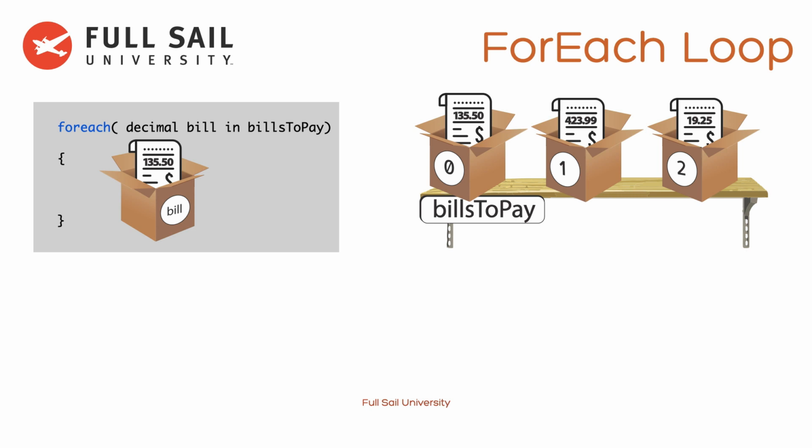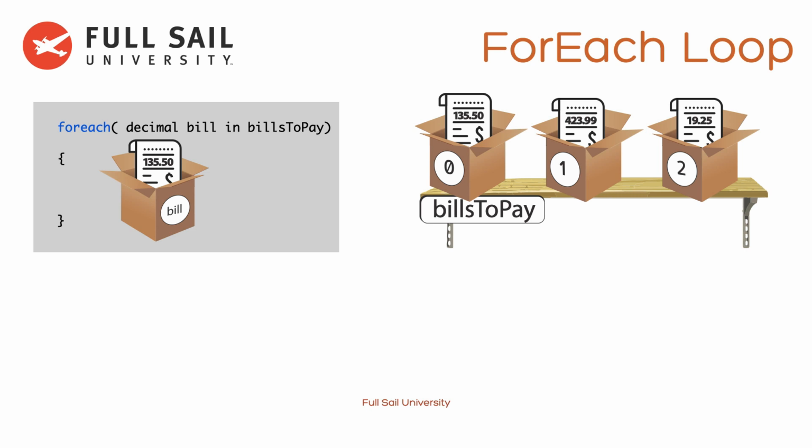So notice we're not dealing with bills to pay square brackets of 0. We're only dealing with this new temporary variable called bill. Now, right now, it contains the same value, so we can actually utilize it just like we would bills to pay. So in this case, when we do a console.writeLine bill, then we would output 135.50. But the key difference here is we're not dealing with those actual elements, just with the values inside of it.